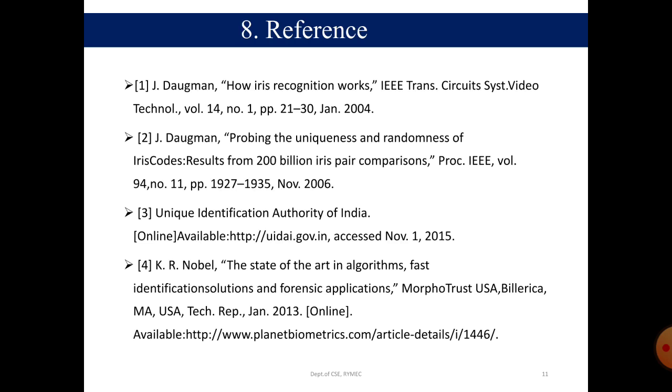Next, moving to the references. J. Daugman, How Iris Recognition Works, IEEE Trans; and J. Daugman, Probing the Uniqueness and Randomness of Iris Codes: Results from 200 billion iris pair comparisons; and K.R. Nobel, The State of the Art in Algorithms, Fast Identification Solutions, and Forensic Applications.